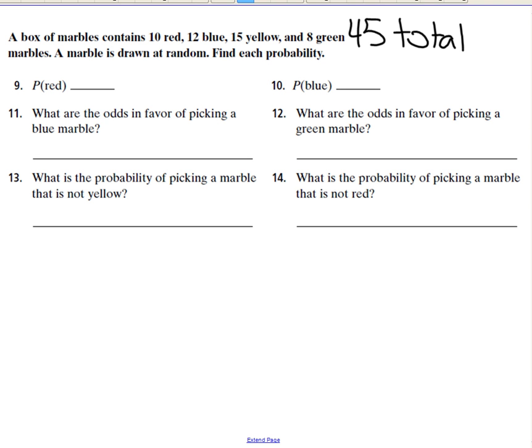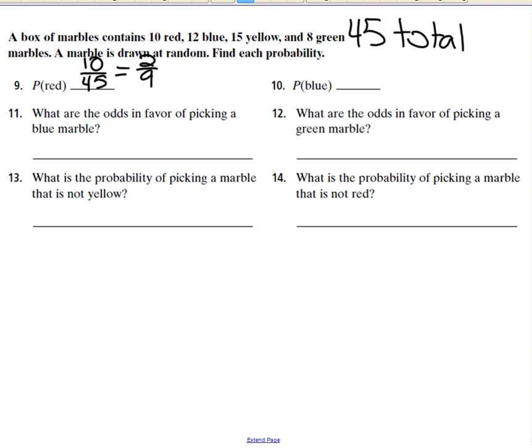So we can go through a couple of these together. If we say probability of red, how many reds are there? 10 out of 45. We can simplify that by 5, and that gives us 2 ninths.